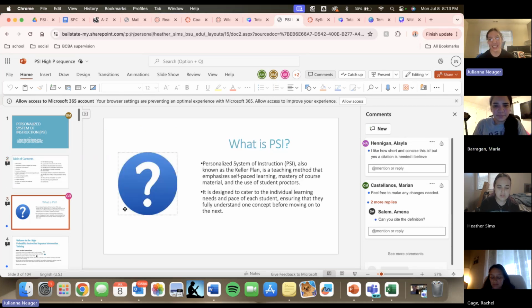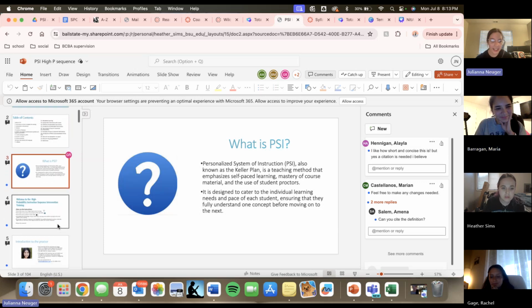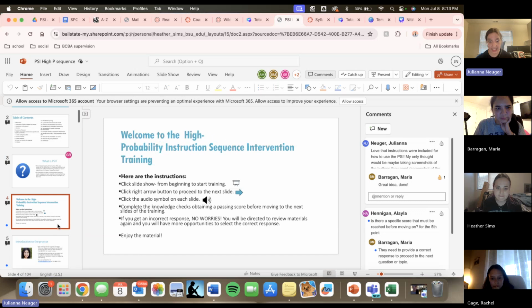Then the next slide, I liked this. The comments just said how they liked how short it was. It was really clear to see. Yeah, I think there was one comment asking about citing a definition. I don't know if either of you might have been in that or made this slide, but maybe if there is a citation to add, we could add that. Thank you for catching that. Yeah. Of course. We will work on that. Of course. And then the next slide.